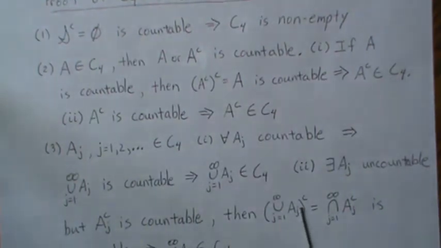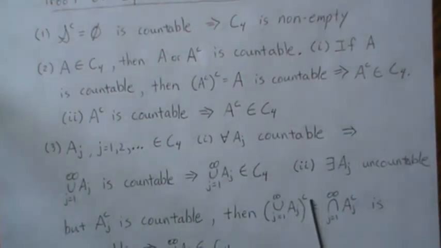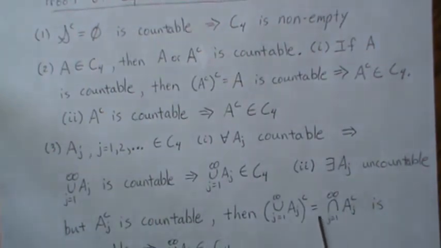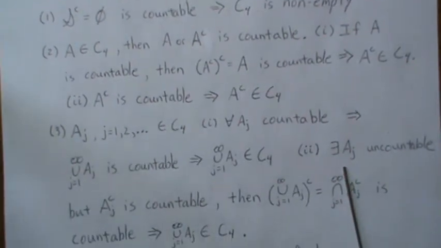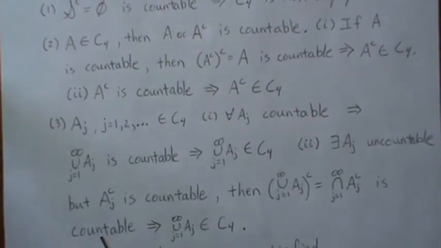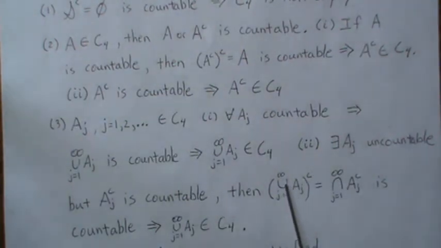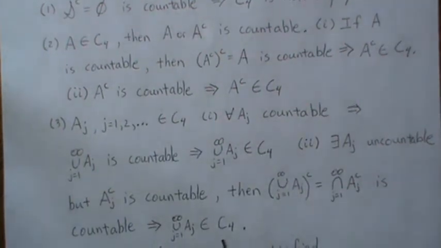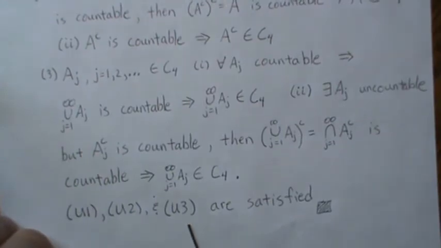So if we look at this union's complement, that is equal to this intersection by De Morgan's law. Well, since one of these A_j's is countable, that means this intersection is countable, right? So this set's complement is countable, so that means that this set and its complement are both in C4. So this also has to be in C4. And then we've just shown that we've satisfied the 3 criteria of a sigma field.